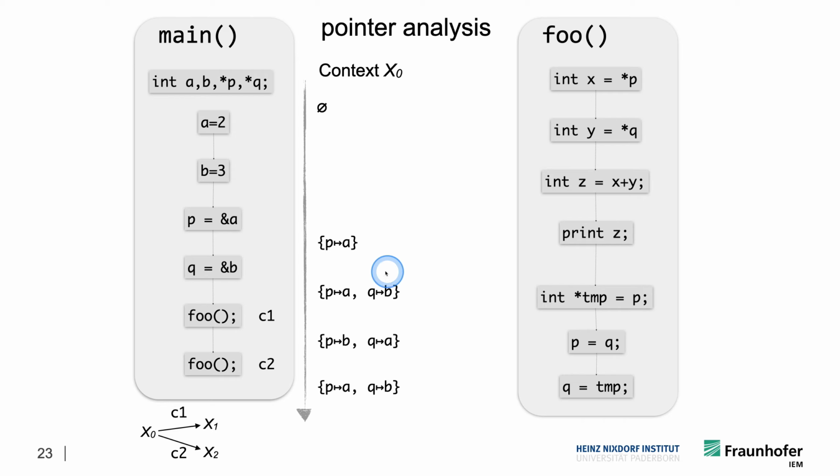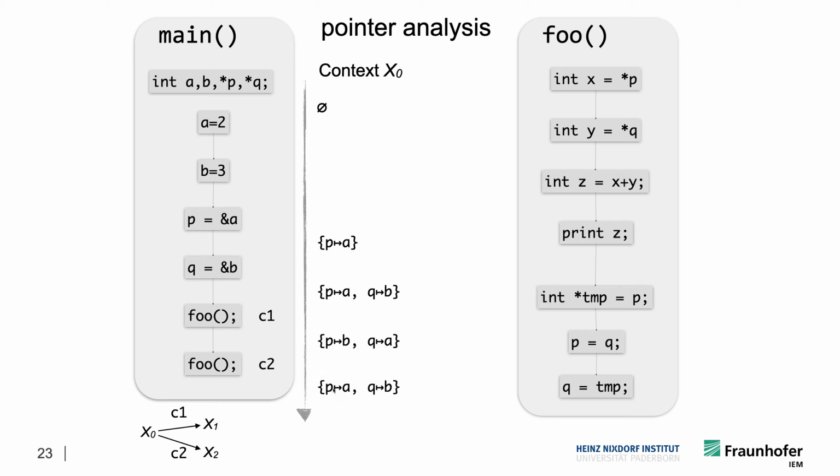Now, if you do this, you will basically in the caller, main, get this pointer information here, right? So we now have learned that we have this flip mapping after the first call to foo, and we arrive at the original one after the second call to foo.